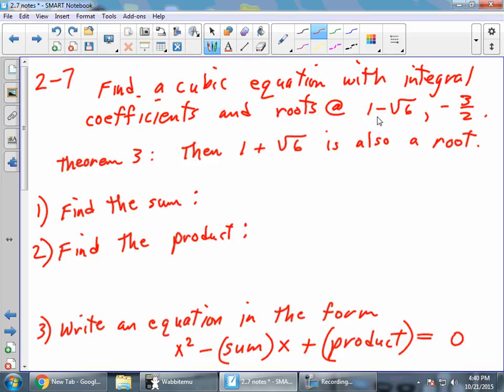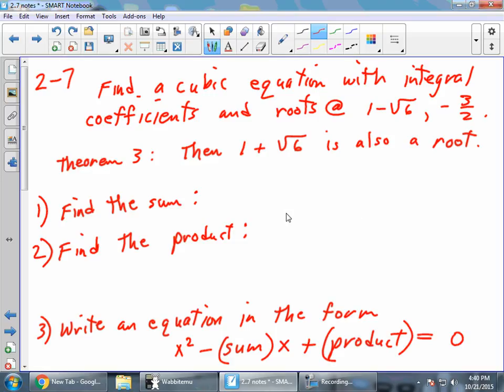Now this is in a slightly different form. We know from theorem 3 on page 86 that if 1 minus root 6 is a root, then 1 plus root 6 is also a root. Looks amazingly familiar like the quadratic formula, doesn't it? Well, that's where it comes from, but I'm not going to talk about that today. We're going to talk about a cubic equation, a third degree polynomial with 3 real roots: 1 minus the square root of 6, negative 3 halves, and 1 plus the square root of 6.